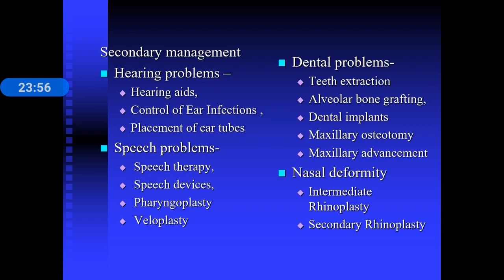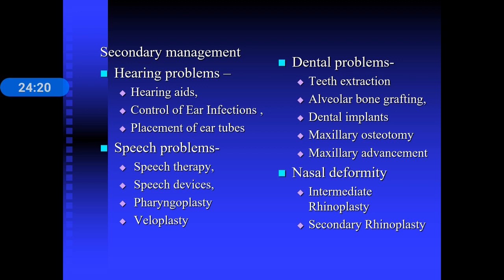So hearing problems. Child may need hearing aids, surgeries to control the ear infection, surgery to place the ear tubes. Ideal time is to do it along with the cleft lip repair, but if you haven't done it, then along with the hard palate repair. Speech problems, you may have speech therapy, speech devices, and later on in life, you may have to go through a pharyngoplasty or a veloplasty.